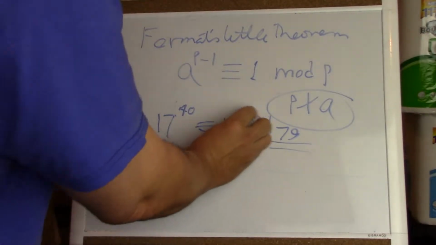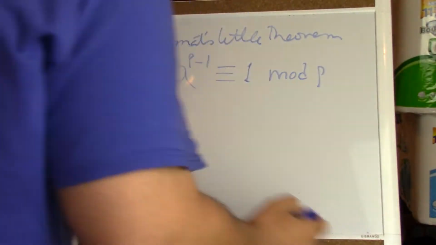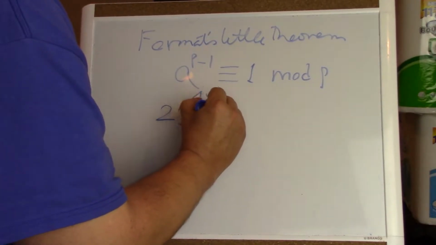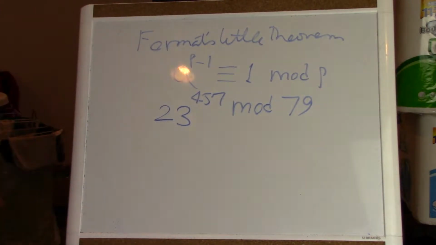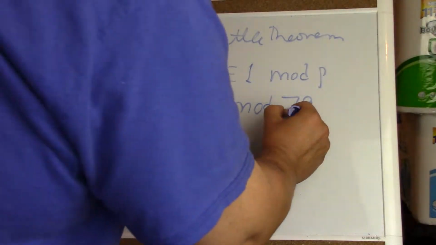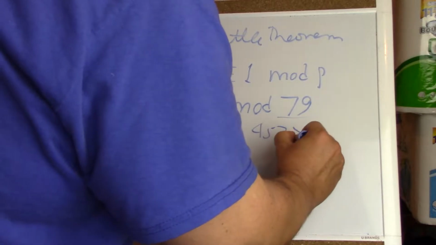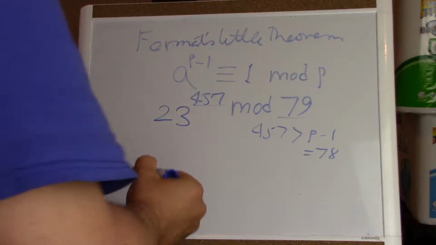Okay, so let's solve a big problem, a big congruence. 23 to the 457 mod 79. First thing we're going to do is just look at it. Okay, fine, 79 is prime. 457 is greater than p minus 1, which equals 78, so we can use Fermat's little theorem.